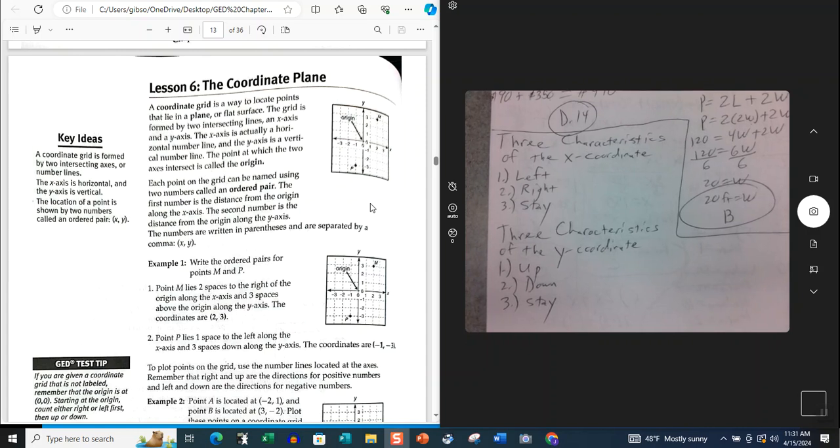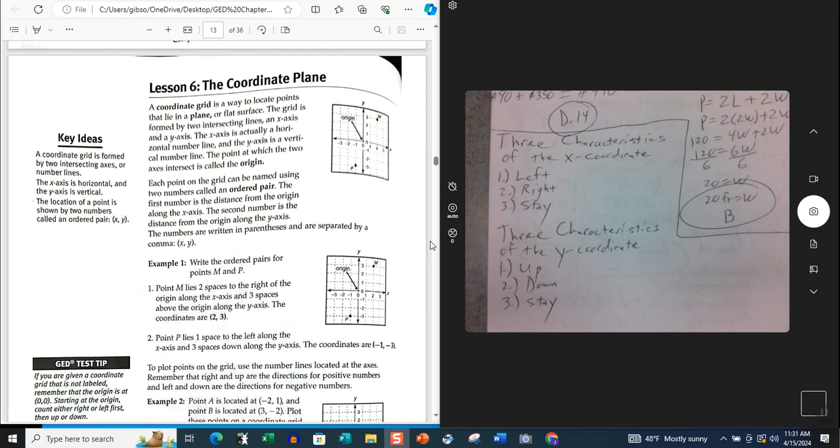The x-axis is actually a horizontal number line, and the y-axis is a vertical number line. The point at which the two axes intersect is called the origin. So that's where they intersect each other. Each point on the grid can be named using two numbers called an ordered pair.